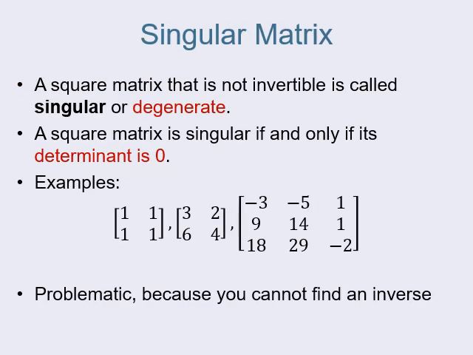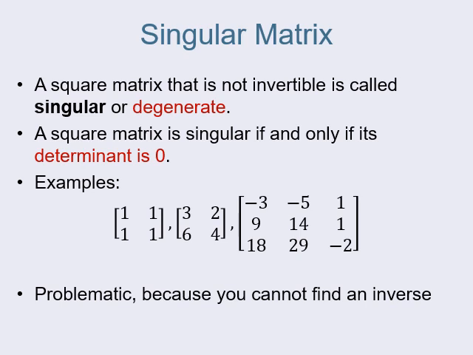A square matrix that is not invertible, meaning you cannot find its inverse, is called a singular matrix, or we call it a degenerate matrix. A square matrix is singular or degenerate if the determinant is 0. If the determinant comes out to be 0, then you cannot find an inverse, and of course this is problematic because you will not be able to solve this matrix.